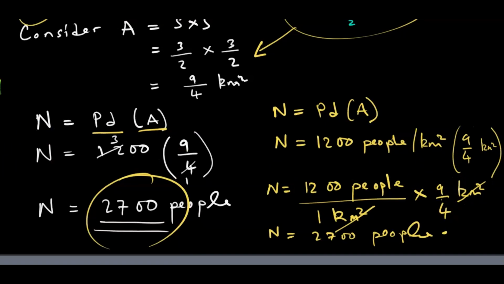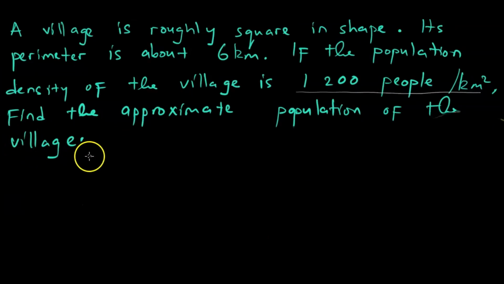Proportion. You must be happy because proportion is our go-to in most cases. Let us do our method number 2, proportion. Tone kuti inotipa here the answer of 2700 people. A village is roughly a square in shape. Its perimeter is 6 kilometers. If the population density of the village is 1200 people per square kilometer, find the approximate population of the people.